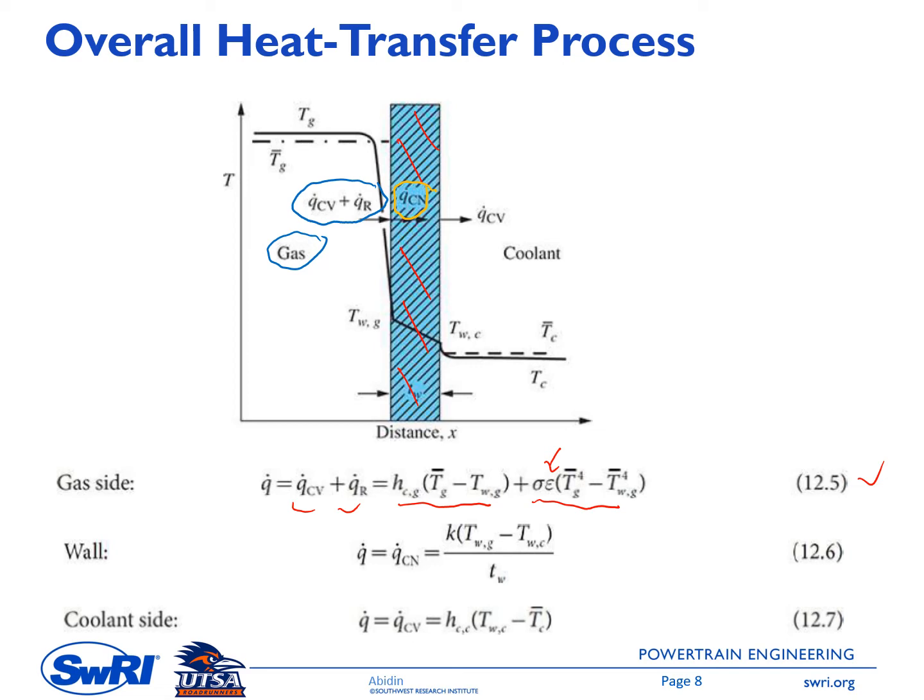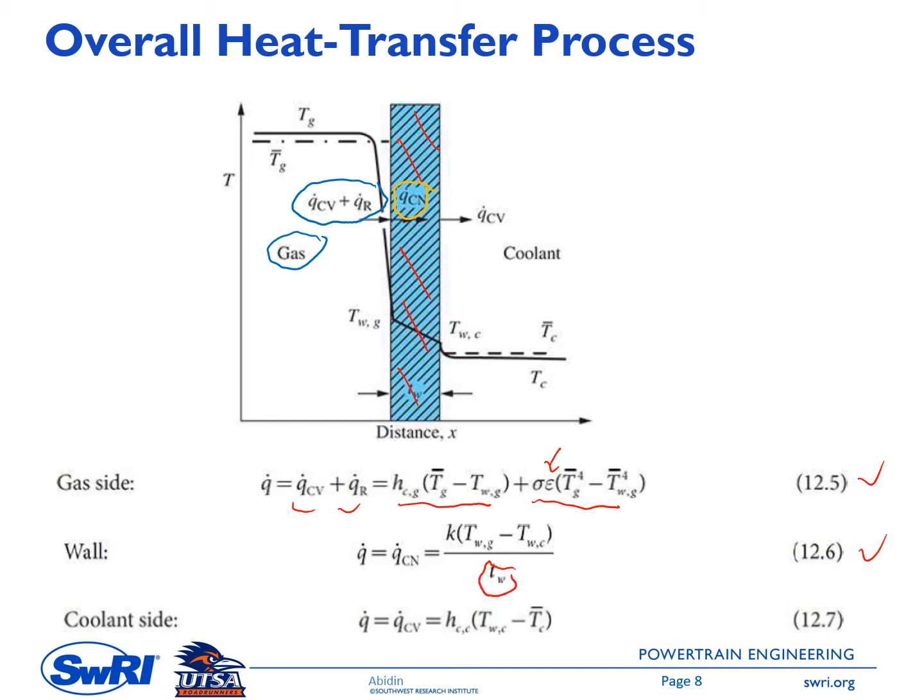So in the engine, you will have emissivity less than 1. And then within the wall, we follow equation 12.6. So Q dot conduction equals K, where K here is the thermal conductivity of the cylinder, cylinder head, or piston, times T wall on the gas side minus T wall on the coolant side, so TWG minus TWC, over TW, where TW here is the thickness of the wall.